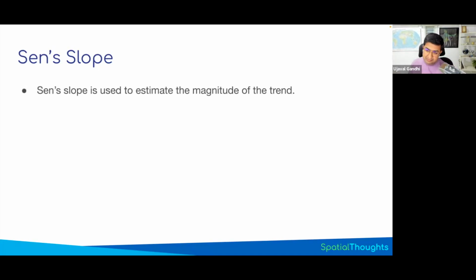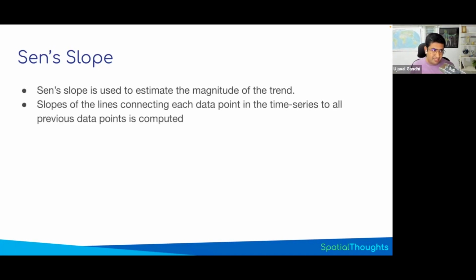Very similar technique as what we saw previously, where instead of just computing positive or negative, you actually compute the slope of the line. For each point, connect to all the previous points, compute the slope, keep a tally of this, and at the end, the final value is the slope of your final time series.